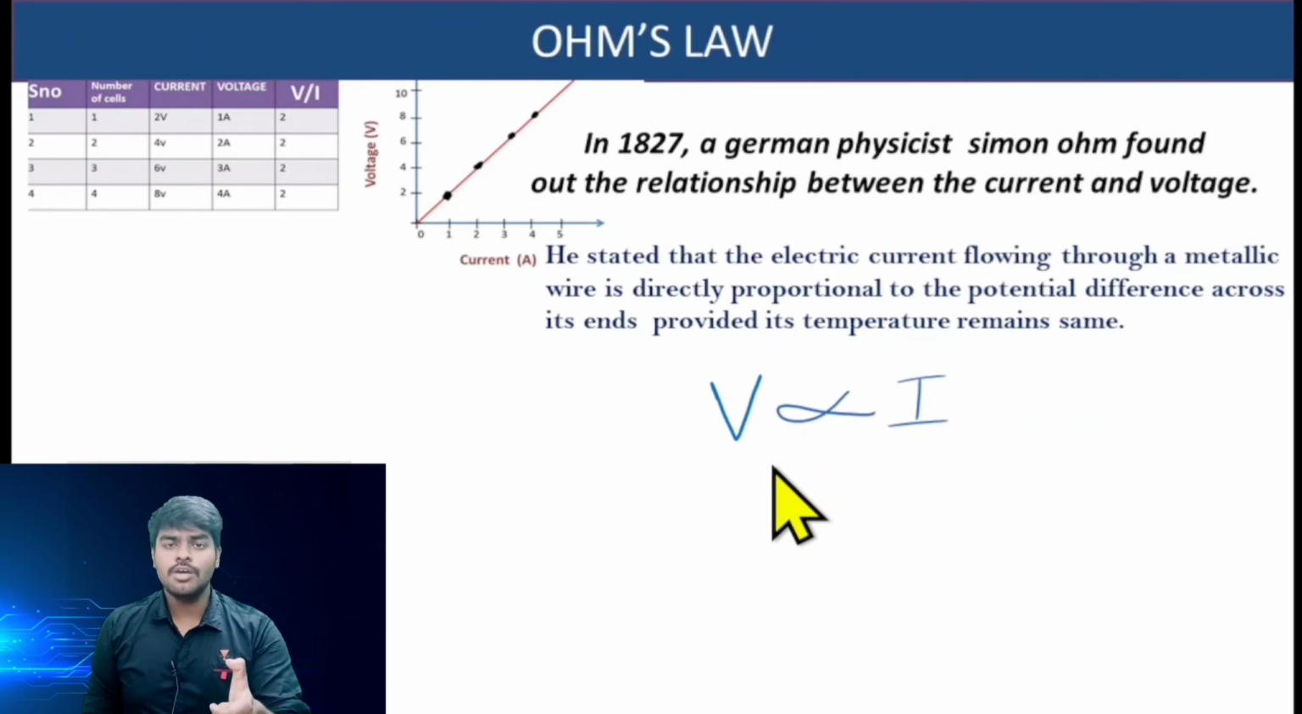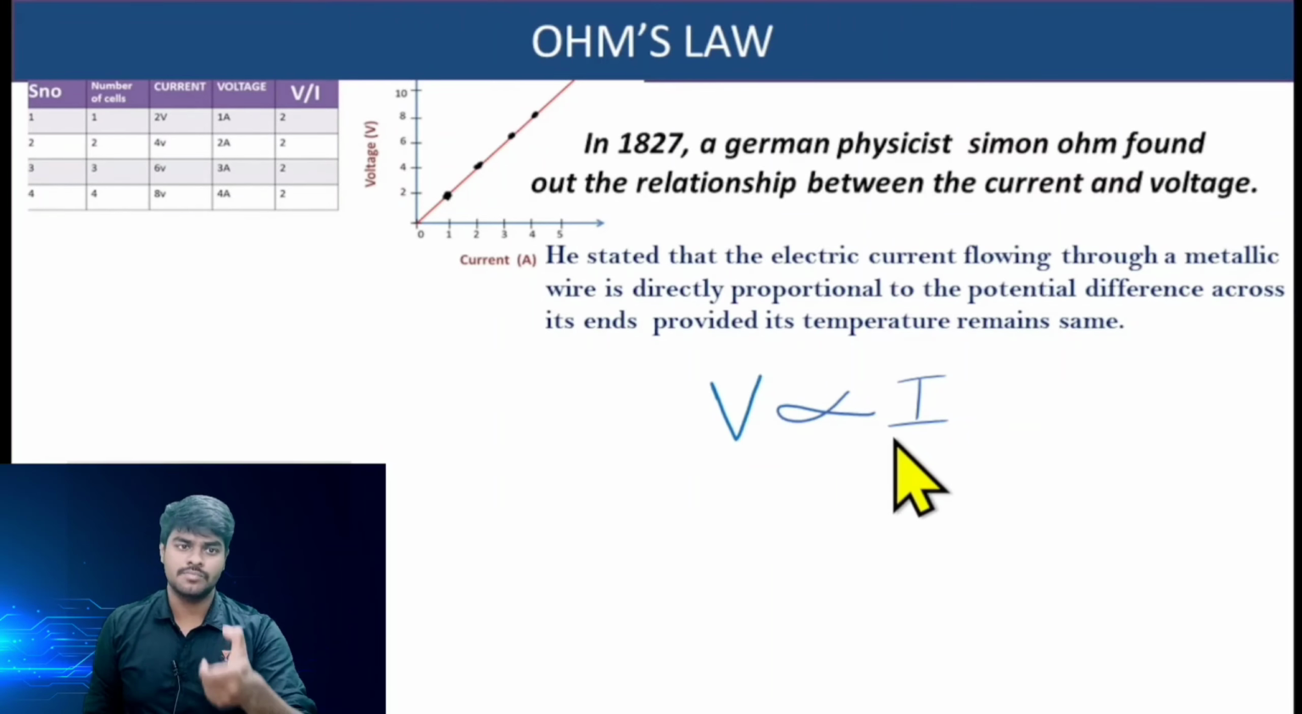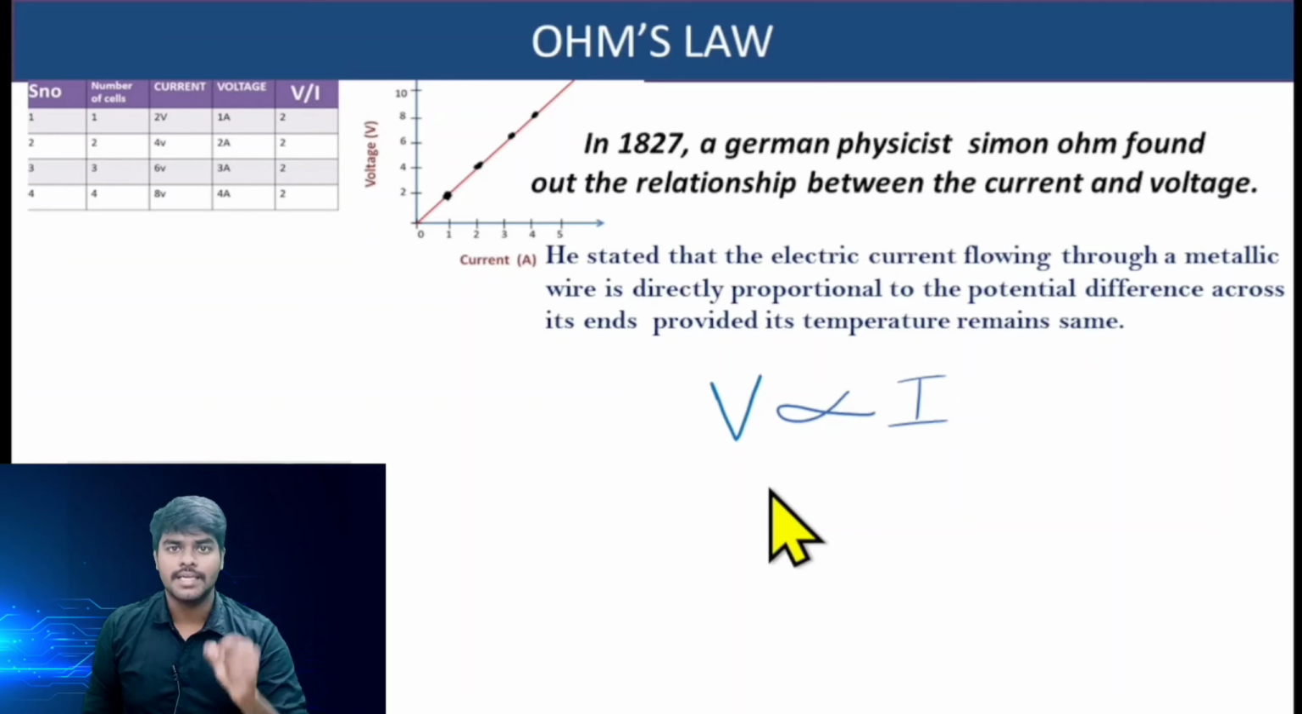Suppose in a circuit, if voltage increases, then current also increases. If voltage decreases, current also decreases. In a circuit, if current increases, voltage also increases. If current decreases, voltage also decreases. V is proportional to I. They both are directly proportional to each other.